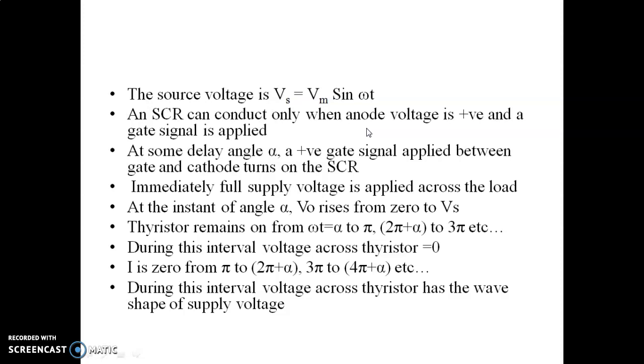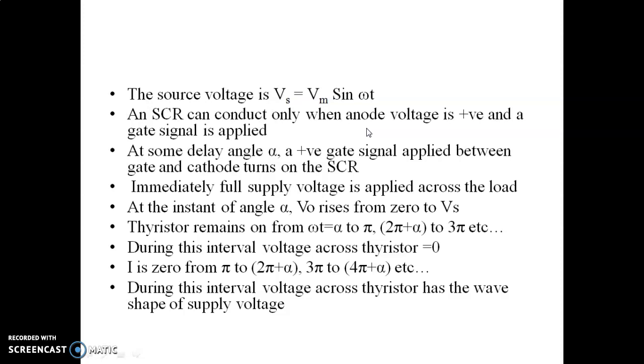Then as it is fired, the voltage across the load rises from 0 to the source voltage Vs. The thyristor remains on from alpha to pi, then in the next cycle from 2 pi plus alpha to 3 pi, etc. During this interval, the voltage across the thyristor is equal to 0 when it is conducting. Then the current is 0 from pi to 2 pi plus alpha.